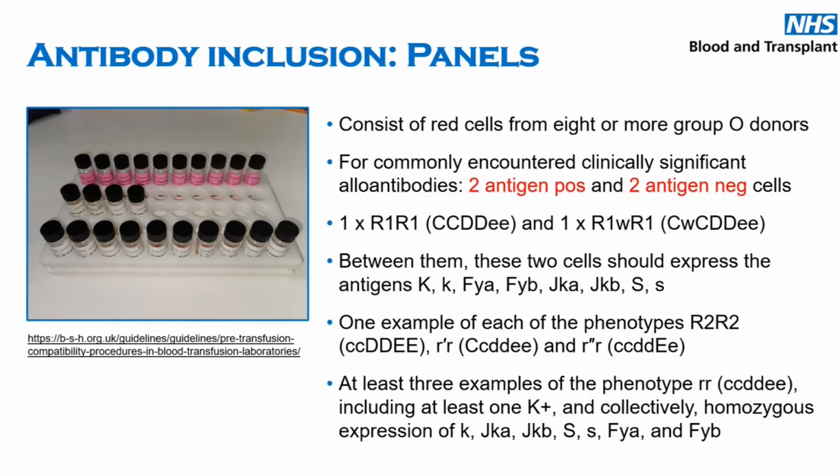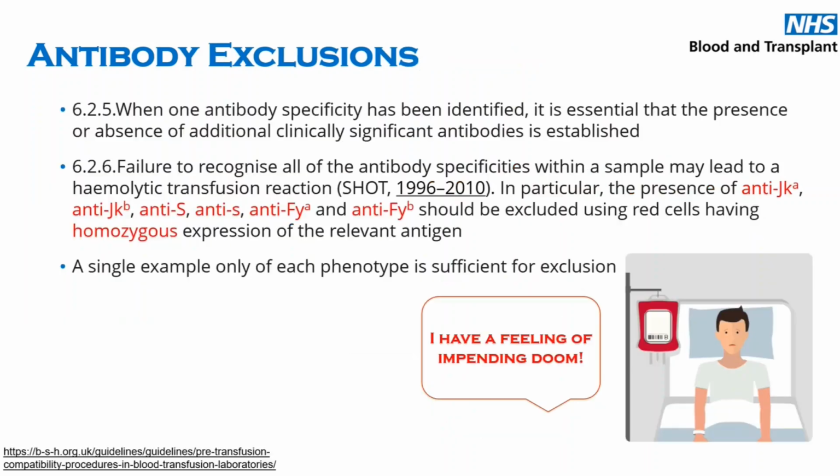I won't expect you to remember all of this, and I do apologise if I dive into shorthand. Then you've also got to have 3 examples of D negative cells, and one of these has got to be K positive, and these also have to express between them little k, your Kidds, your s's, and your Duffys. So that's just why the panels are set up in the way that they are. Most panels that I'm familiar with anyway will be a 10-cell panel, but you've got to have a minimum of 8. So then you go on to your exclusions.